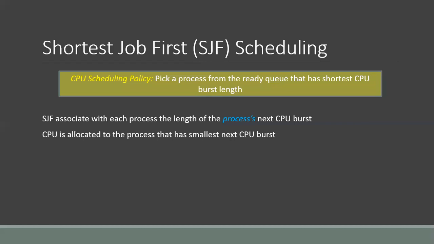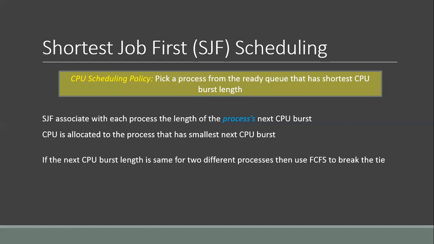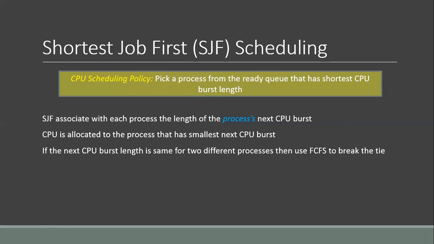So using shortest job first scheduling, processor will be allocated to that process that has smallest next CPU burst length. If the next CPU burst length is same for two different processes, then use FCFS to break the tie.